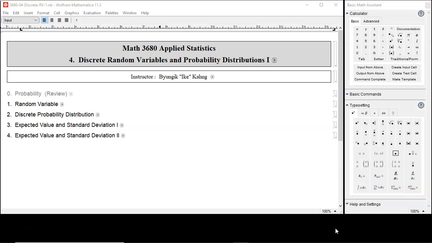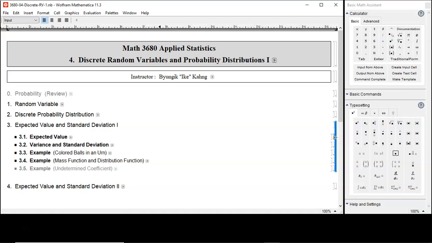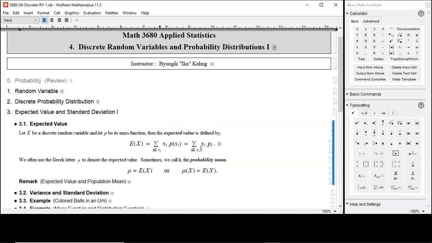Hello students, welcome back. Now let's go to section 4, expected value and standard deviation 2. Obviously, this is a continuation from section 3. So let's begin with a review on section 3, especially on expected value.